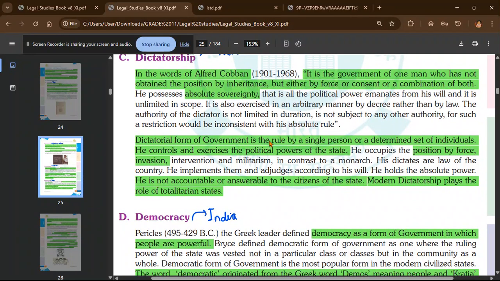Dictatorship, in the words of Alfred Cobban, is a government of a man who has obtained his position not by inheritance but either by force or consent or a combination of both. He possesses absolute sovereignty, and the dictatorial form of government is the rule by a single person or a determined set of individuals. He controls and exercises political power of the state. He occupies the position by force or invasion, and he is not accountable or answerable to the people or the citizens of the state. Modern dictatorship plays a role in totalitarian states.